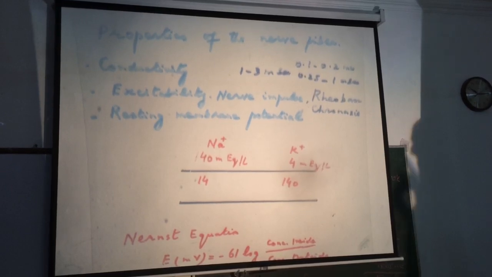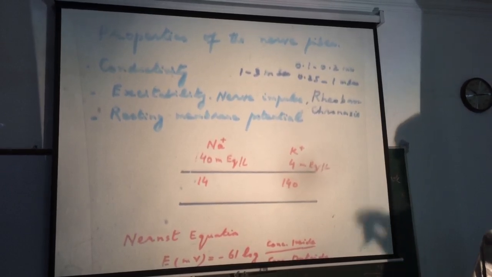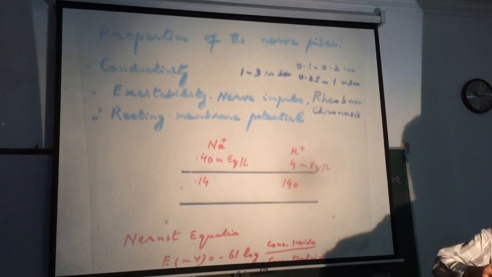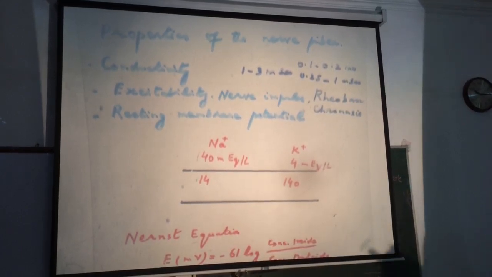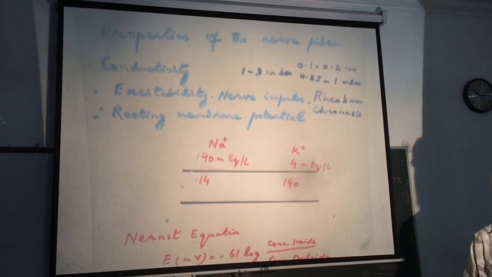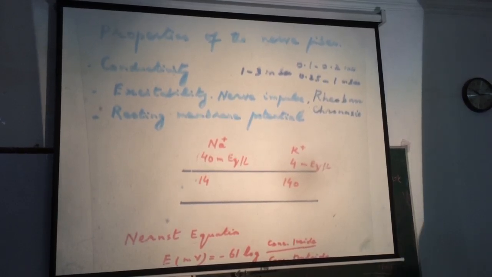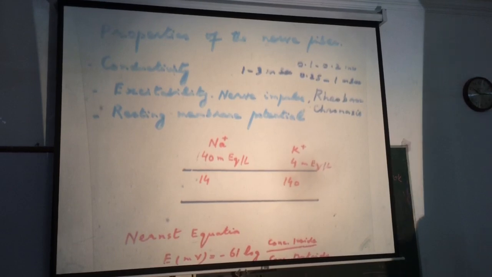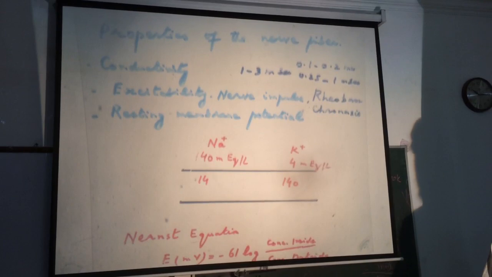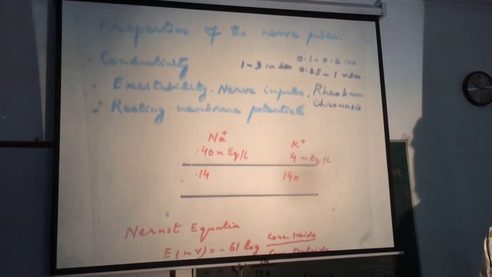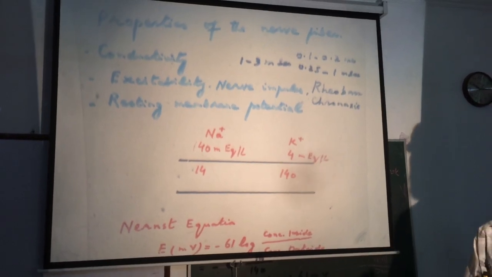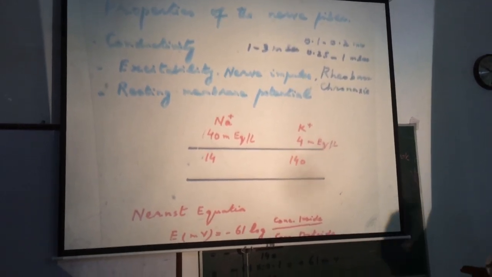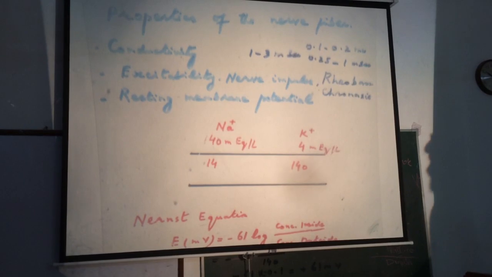Potassium is 35 times greater inside the cell, inside the fiber, so it tends to move out. So outward potassium diffusion is the major factor involved in the resting membrane potential, because the fiber membrane is 100 times more permeable to potassium, and potassium is 35 times greater inside the nerve fiber or muscle fiber as compared to outside.